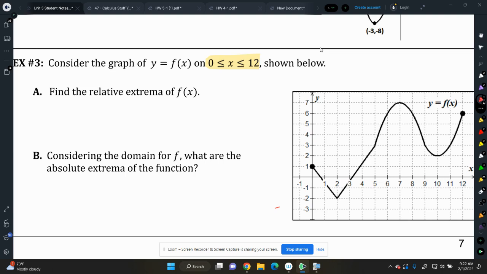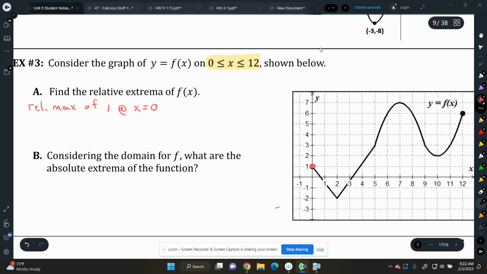Let's go straight across from left to right, okay? So we're going to say this point right here, what would we consider that? That's a relative maximum of 1 at x equals 0. The value 1 tells me the actual maximum value, the y value, but it occurs at this x value.